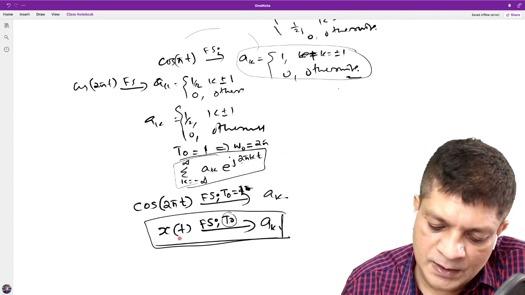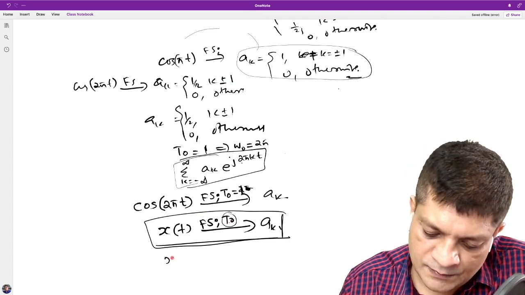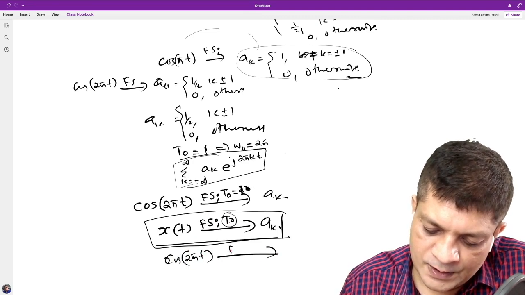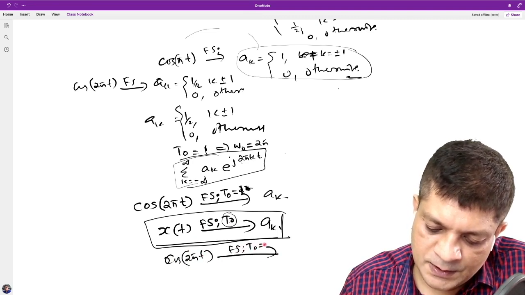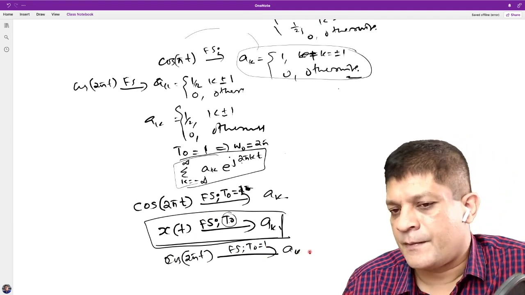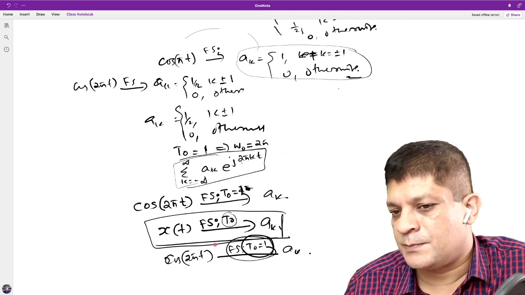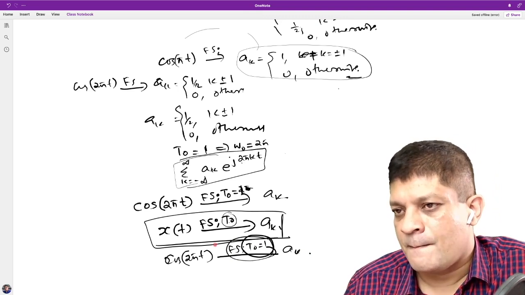What is the exact value? In this case, we can write cos 2 pi t, Fourier series with respect to 1. This is a_k. So this is important, specifying the period.